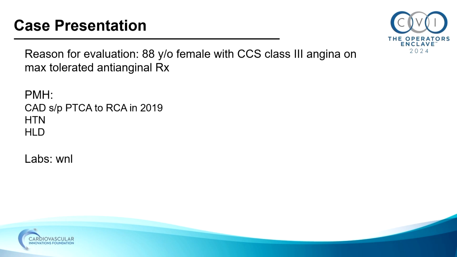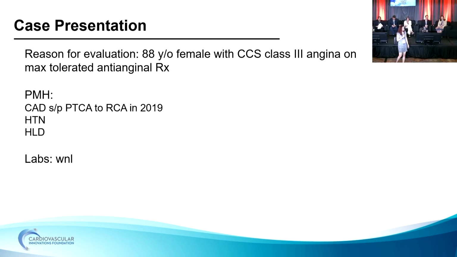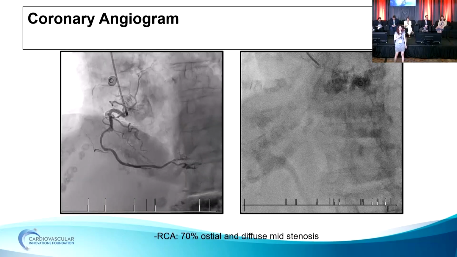This is an 88-year-old woman who presented to the clinic with CCS class 3 angina that was not controlled with anti-anginal meds. Usually at this point, we try our best to control symptoms with meds. She had a history of CAD and a PCI to her RCA a couple of years back, hypertension, hyperlipidemia, and normal labs. So this is the coronary angiogram.